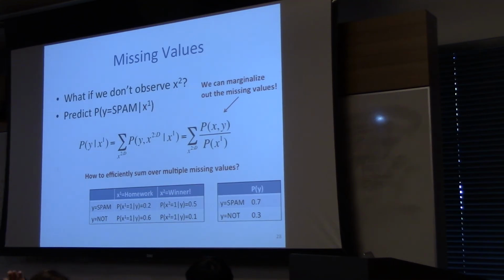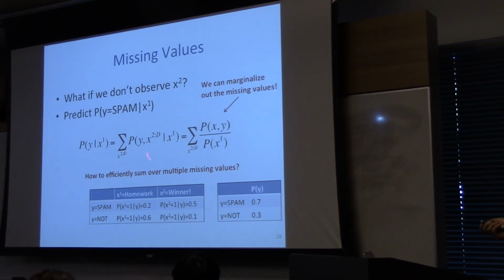Okay, dealing with missing values. Suppose we want to predict the probability that we have two features: whether the subject contains the word homework or whether the subject contains the word winner. And suppose, for whatever reason, the data was corrupted. We didn't measure whether or not this email subject contained the word winner. But we still want to predict the probability that the email is spam, conditioned just on observing the first variable, whether or not the subject header contains the word homework. How do you do that?